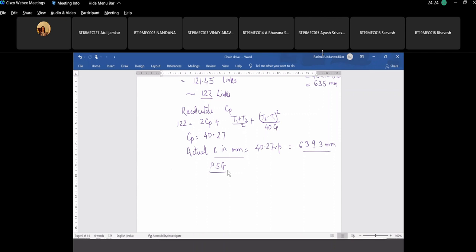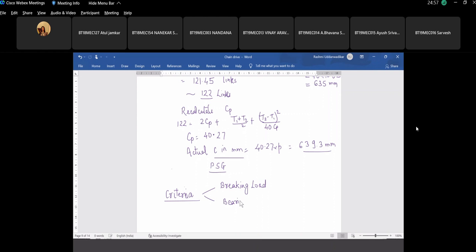When we are working with PSG design data book, we check for two different criteria of design. And the criteria are: what is the braking load coming on the chain, and what is its bearing strength.